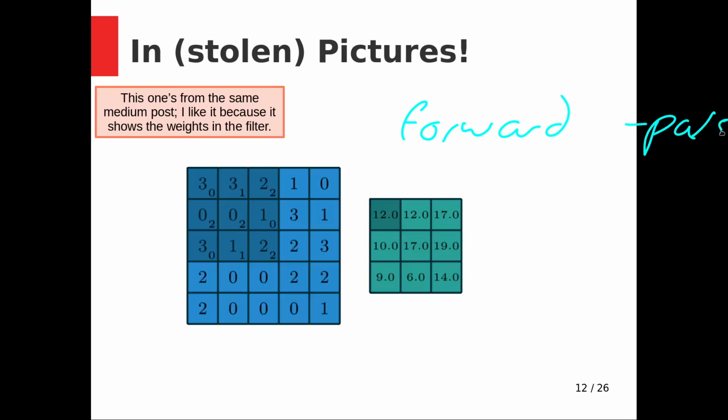This is normal forward pass math, where each point in the input is multiplied by the corresponding weight, and then they're all summed, right? So if you want to pause this and go through and do the math here, you'll see that it's multiplying the value in a square by the weight for the square, and by the weight for the square, and then summing them.